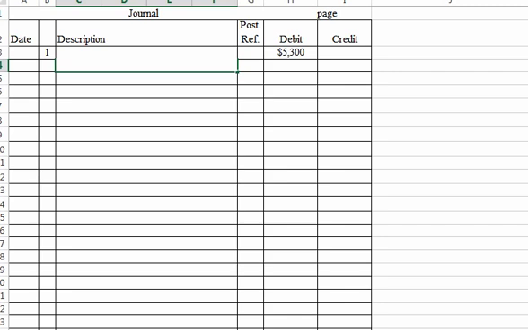The inventory was purchased on account, so we'll credit accounts payable for the actual amount of the purchase, $5,000. And we paid the freight charges, so we're going to credit cash there.